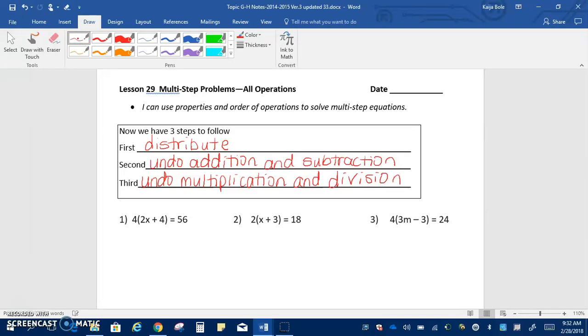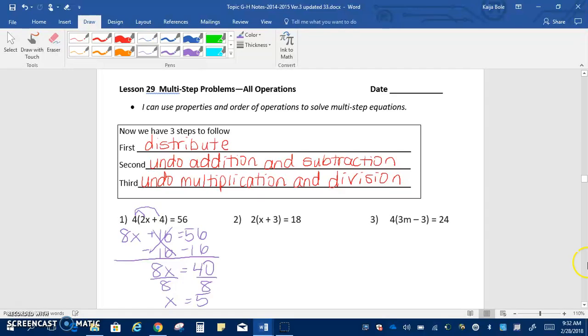Alright, so if we look at our first example here, we have to get rid of these parentheses first. So that's why we're going to distribute. So we're going to distribute the 4 to both parts. 4 times 2x would be 8x, plus 4 times 4 is 16, equals 56. So now this is more like what we had before. So we have to undo this addition by subtracting 16 from both sides. And we have 8x equals 40. These are gone. And then we have to undo our multiplication by dividing by 8 on both sides. So we end up with x equals 5.